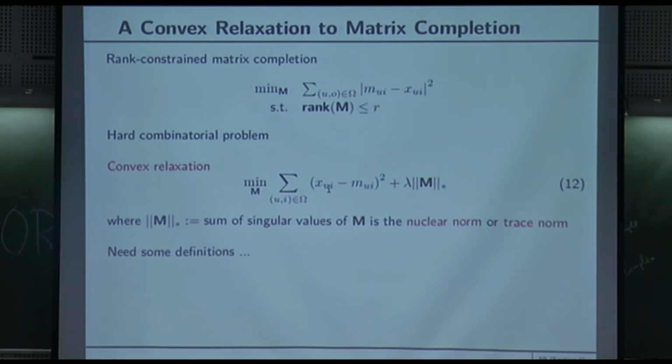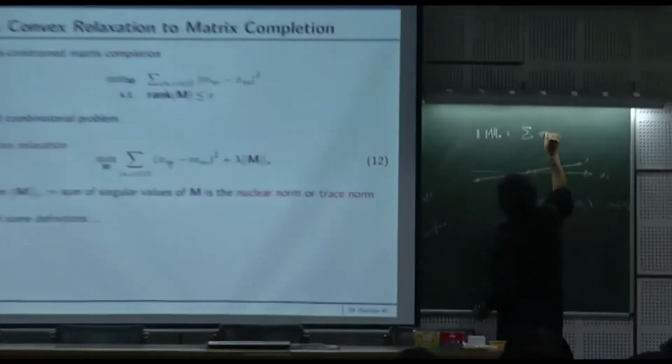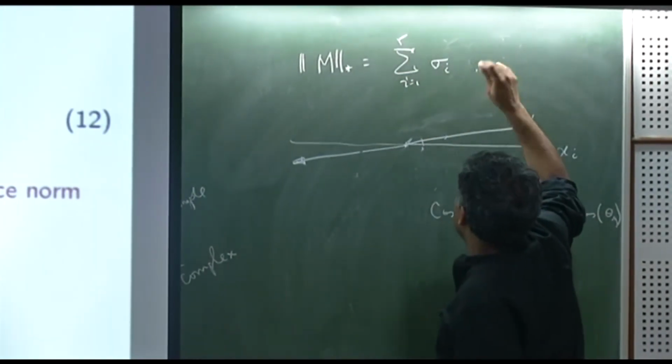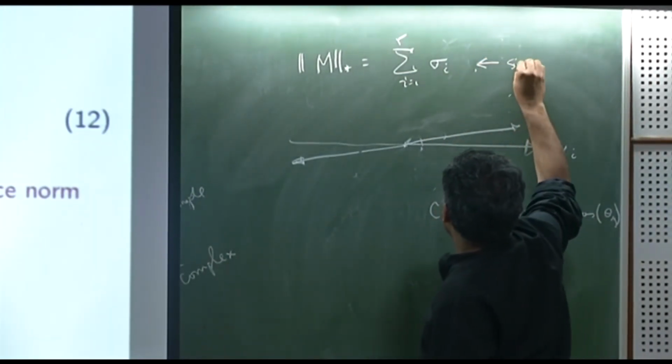And remember, the nuclear norm for a matrix is defined to be the summation of the sigma i going from 1 through, let's say, R, where these are the singular values.